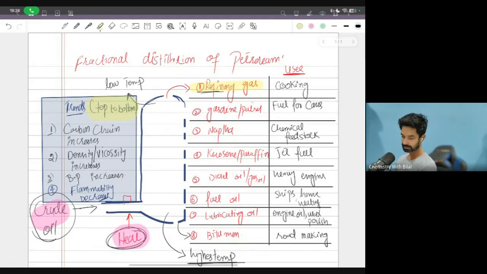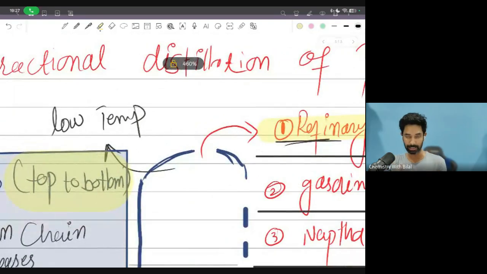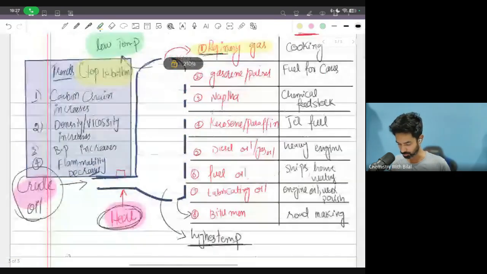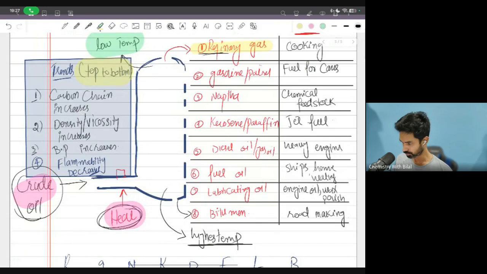And since refinery gas has the lowest boiling point, the fraction at the top, the top of the column, is the coldest part in this entire apparatus. It has the lowest temperature because the fraction at the top has the lowest boiling point. So at the top, the lowest temperature. But as you go down, the temperature is increasing. So the bottom of the column is the area where the temperature is the highest.